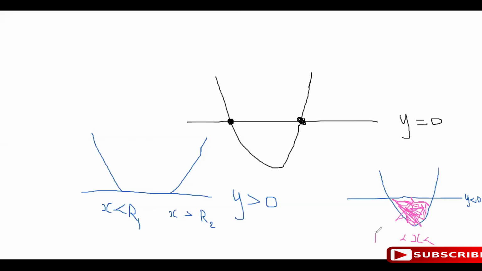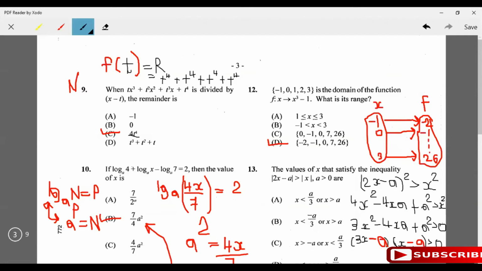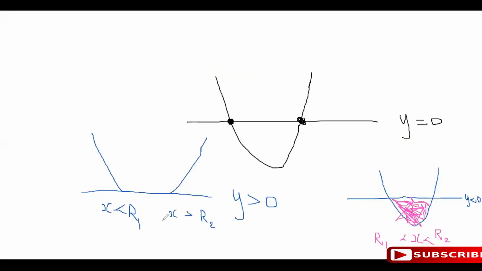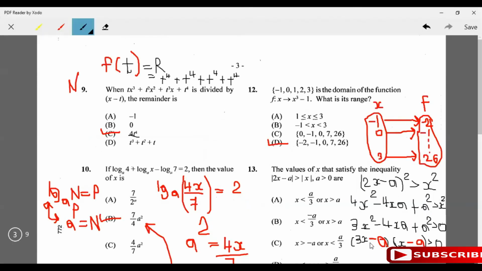All right. So now this is just a general idea of what's happening when we need to solve a quadratic that is greater than 0. So let's go back to the question now. The question is asking when this is greater than 0. As we just discussed, it is greater than 0 in this case when x is less than the first root and x is greater than the second root. So x is less than a over 3 and x is greater than a. That is option A.